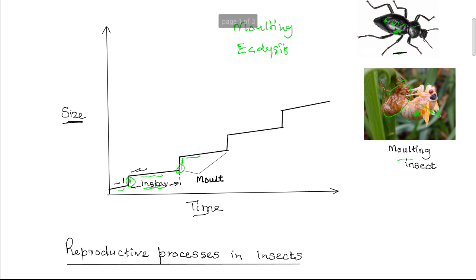Now, the reproductive processes in insects come about in two ways. Previously we've seen how the growth in insects is discontinuous because of the presence of the exoskeleton. And in order for growth or expansion to take place, molting must occur. And during molting, the insect comes out of its old exoskeleton in a process that's known as molting or ecdysis. Now, reproductive process comes about in two ways in insects.